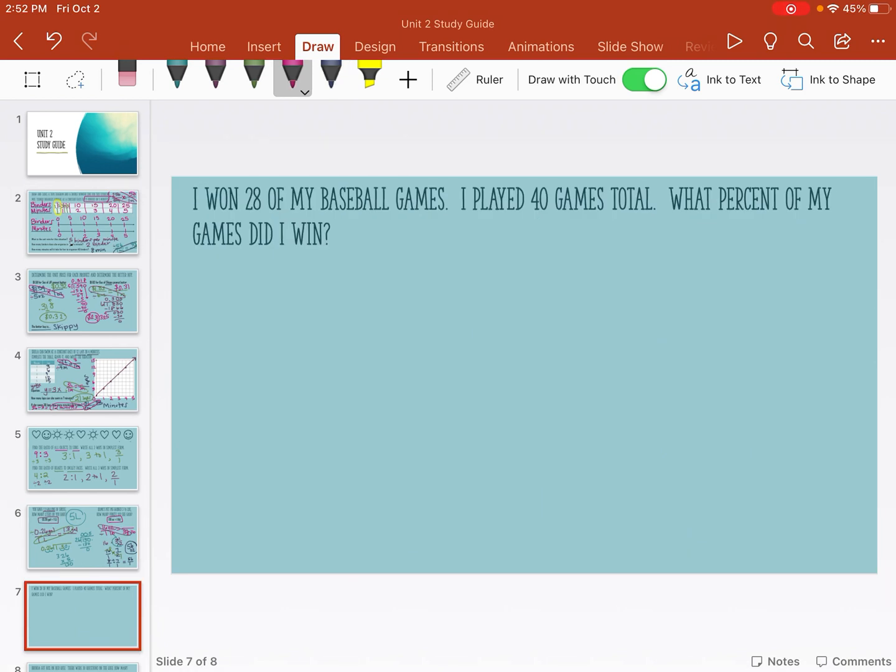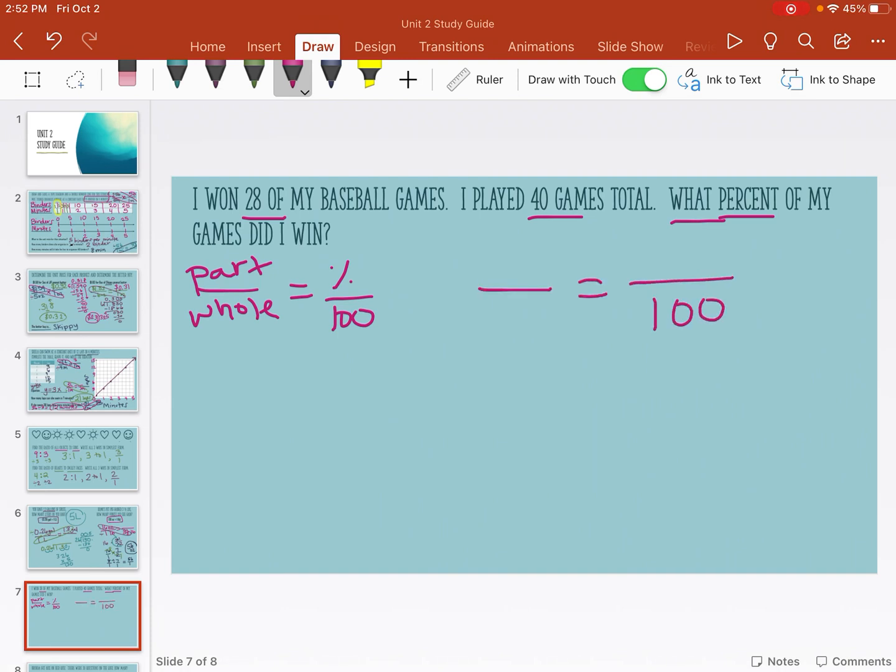All right, so some percent problems. I won 28 of my baseball games. I played 40 games total. So what percent of my games did I win? Remember, we always set this up as part over whole equals percent over 100 every time. So my percent, it says what percent, so that's the thing I'm missing. So my blank is going to be the percent over 100.